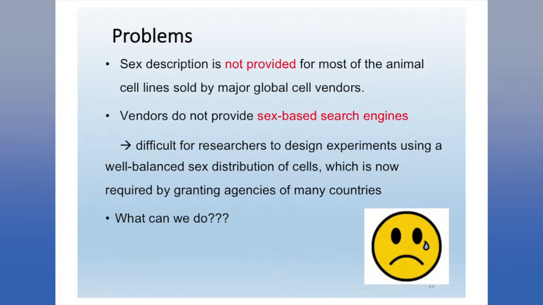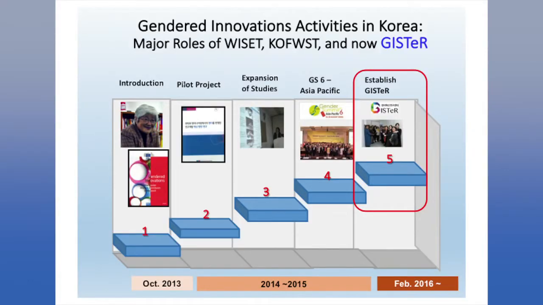Not only do the large global cell vendors not provide the information, they don't provide any search engine for sex-based search. So if researchers want female cells of a certain disease type, there is no way they can find them. They have to go through them one by one, and it takes a very long time. So what should we do? We decided to make a tool for researchers to use to balance the sex of the cell experiment.